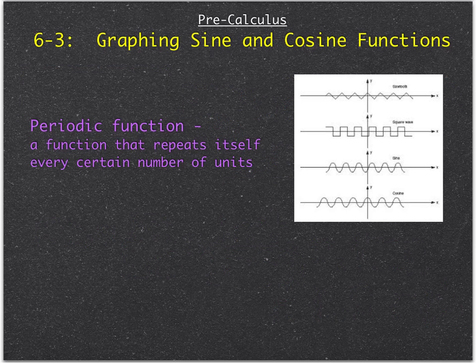All right, we're going on to the next lesson here, and this won't take as long. Graphing sine and cosine functions. A key idea here is that we say that sine and cosine, along with a lot of the other trig functions, are periodic. That means this function repeats itself every certain number of units or every interval. These are all examples of periodic functions here, as you can see the pattern that repeats itself.